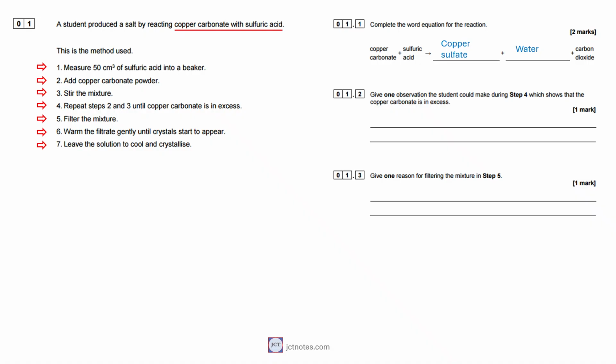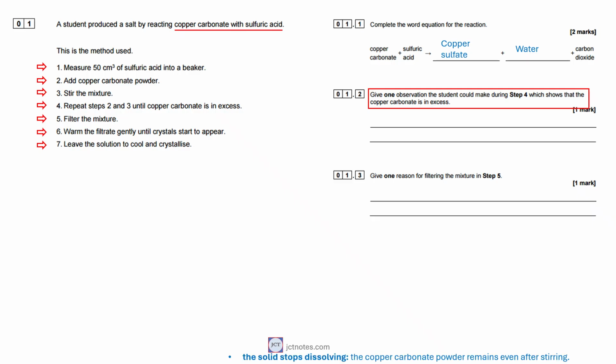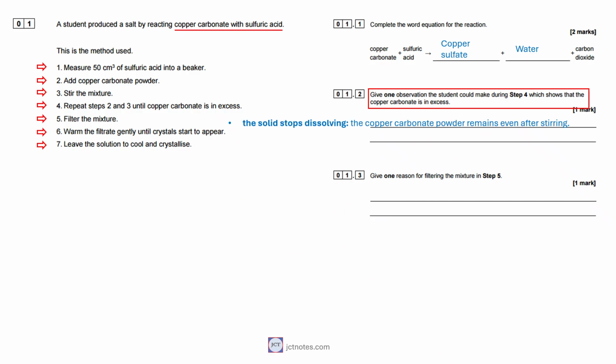In question 1.2, we need to find one observation that proves the copper carbonate is in excess during step 4. There are 2 correct answers you could give here. First, you could say that the solid stops dissolving. This means you'll see the copper carbonate powder settle and remain at the bottom of the beaker, even after stirring. Alternatively, you could note that the effervescence stops. Because all the acid has completely reacted, the fizzing stops since no more carbon dioxide gas is being produced.